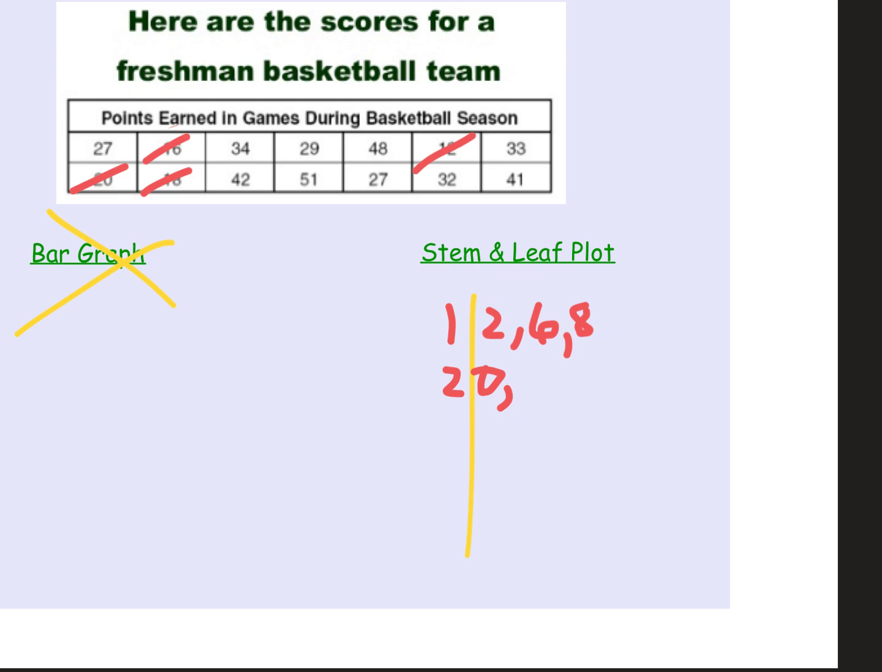Is there something else in the 20s? 27. So I'm going to put a 7 here. Okay. What's after that, Max? Oh, there's another 27. And then there's a 29. And then we get into the 30s.